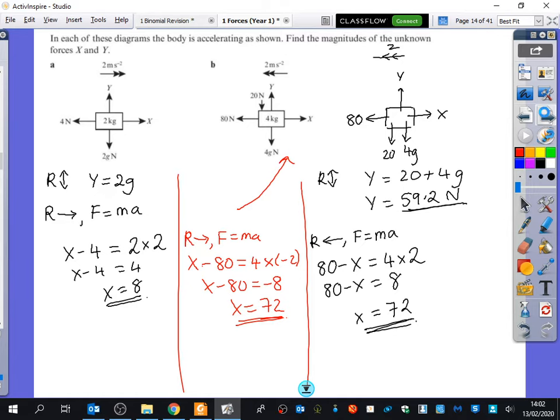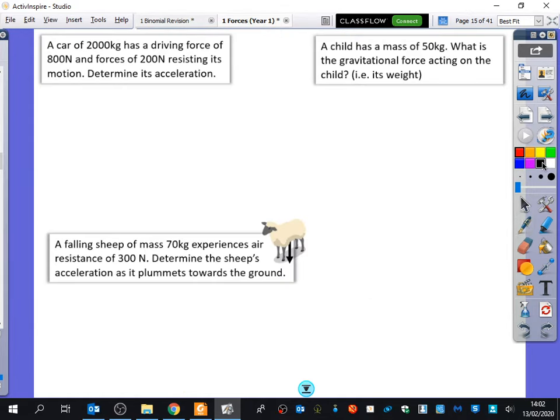Okay, so a few worded examples. Little diagrams can be quite helpful here. A car of 2,000 kilograms has a driving force of 800 newtons and forces of 200 newtons resisting its motion. Determine its acceleration. So here's my car of 2,000 kilograms. It has a driving force of 800 and a resisting force of 200. So last lesson, I asked you to find the resultant force. This lesson, we go a stage further and we find out what the acceleration is.